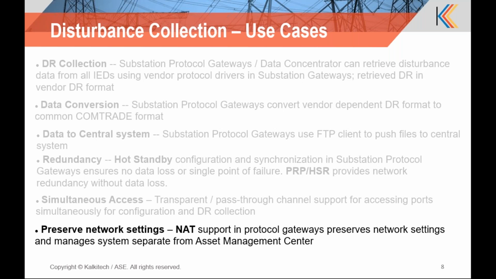In that case, what we provide is NAT support in the gateways, which we call network address translation support, in which there are dedicated IPs for accessing the system from the center, and these IPs are forwarded to the already used IPs in the substation. This is automatically taken care of once NAT is configured. So the complete utility can preserve the existing settings and do the complete configuration without bothering about any of the systems.